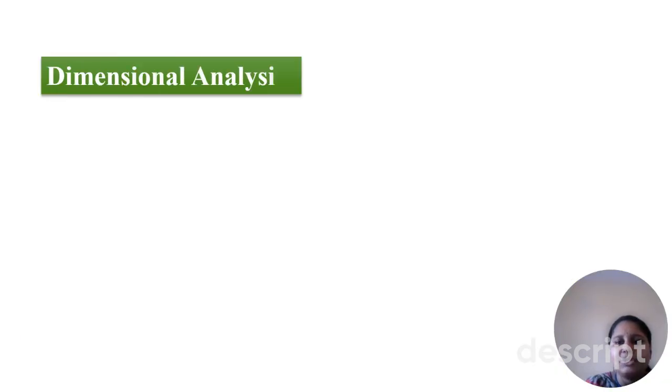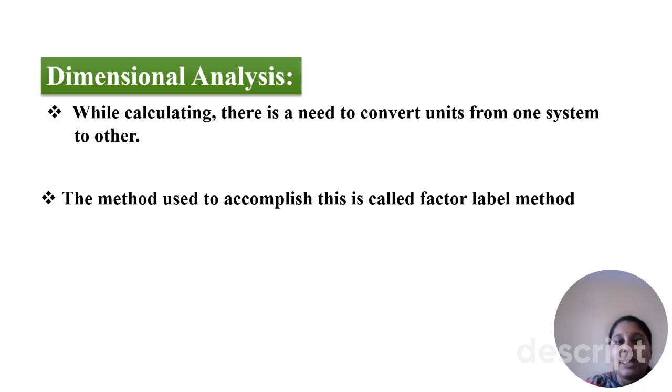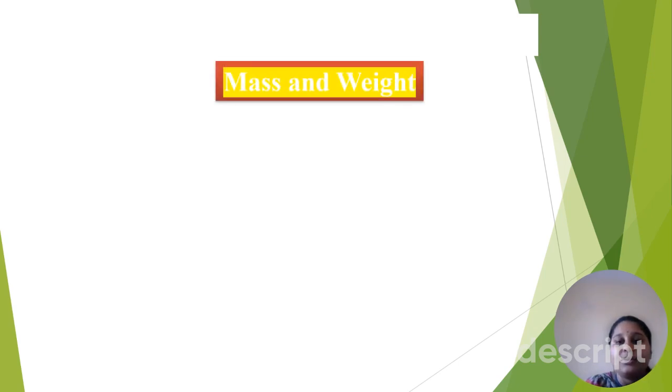So the next is dimensional analysis. While calculating, we need to convert units from one system to another. This method is called dimensional analysis, also called the factor label method or unit factor method. So the next measurable quantity is mass and weight.